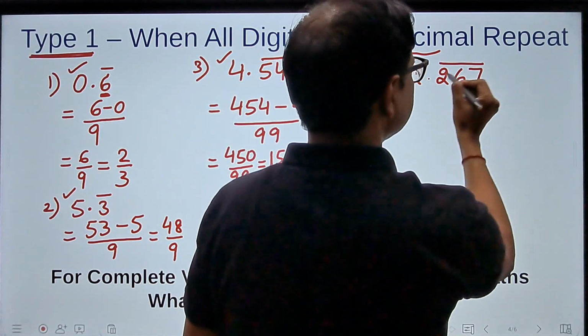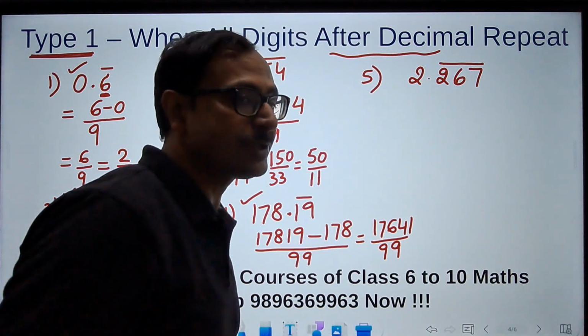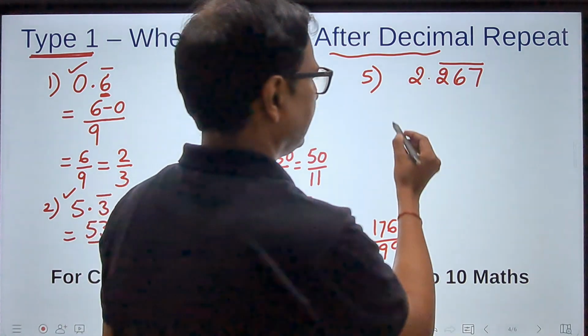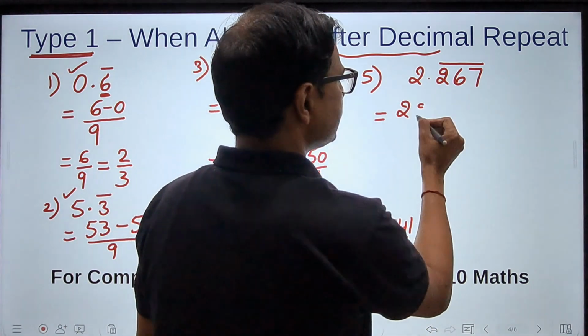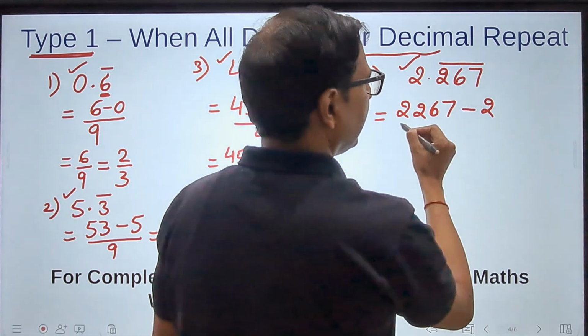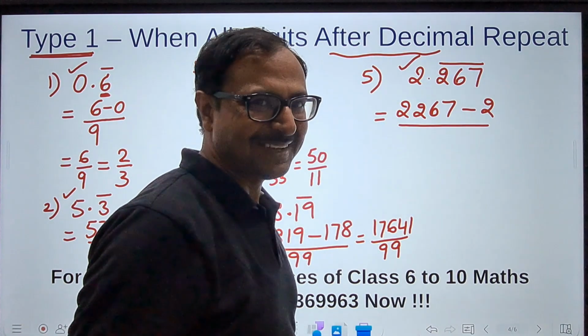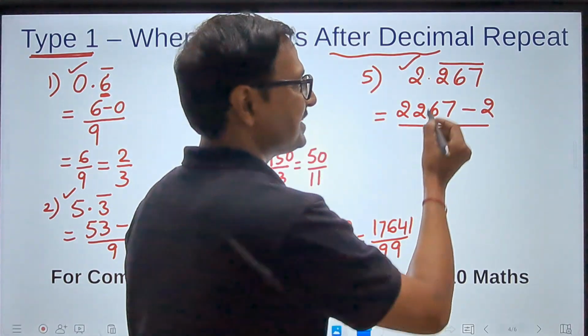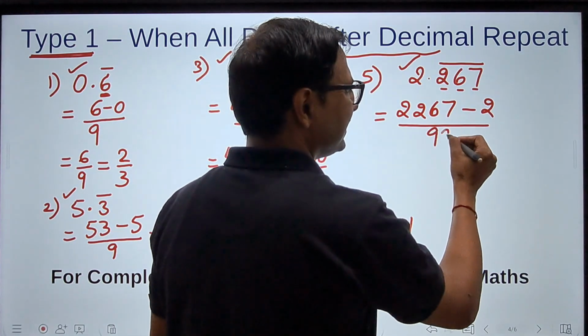2.267, and all three digits are repeating. 2.267, 267 and so on. So what do you do here? 2267 minus the number before the decimal, which is 2, and divide by what? Yes, you guessed it right. It is 3 digits, so 3 nines.